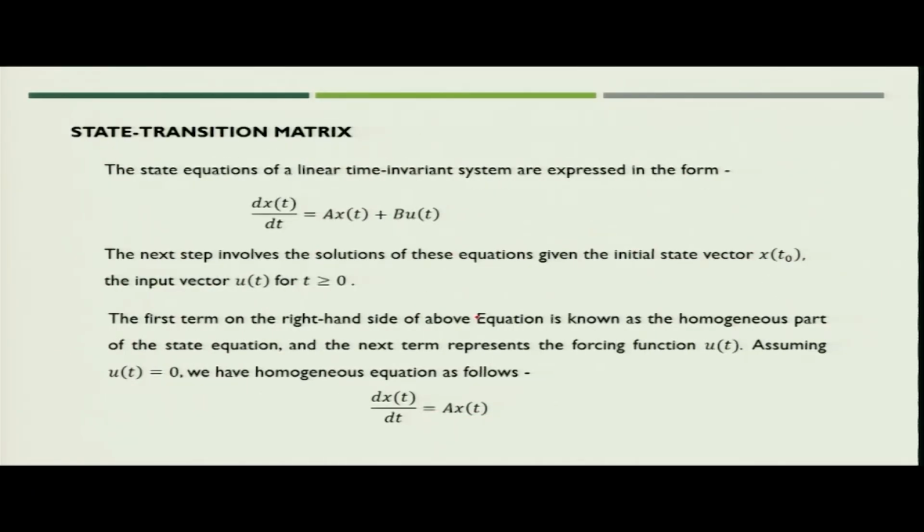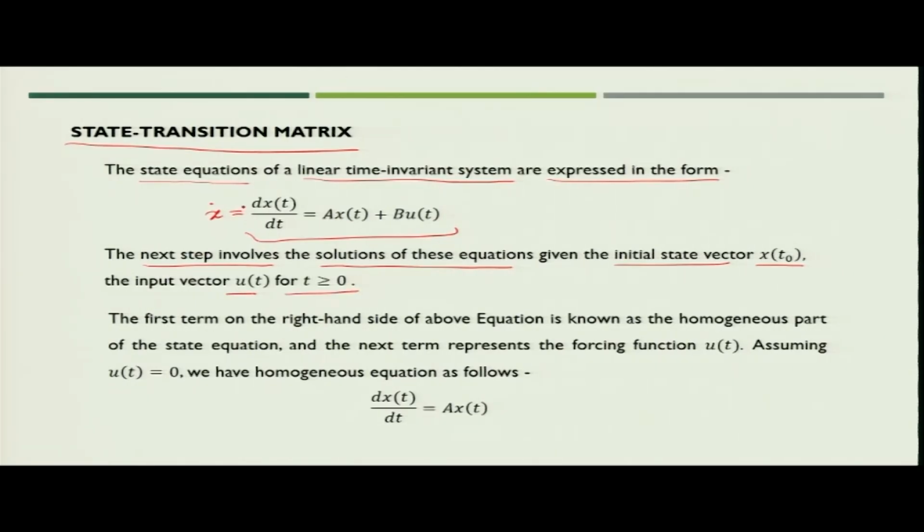Now, let us talk about the state transition matrix. What is a state transition matrix? In the previous slide we have seen the state equations of a linear time invariant system expressed in this form. dx/dt, which is x dot, is equal to Ax(t) plus Bu(t). Now, the next step is finding the solution of this equation. Let us assume that there is an initial state vector x(t0) and the input vector u(t) for time t greater than 0.